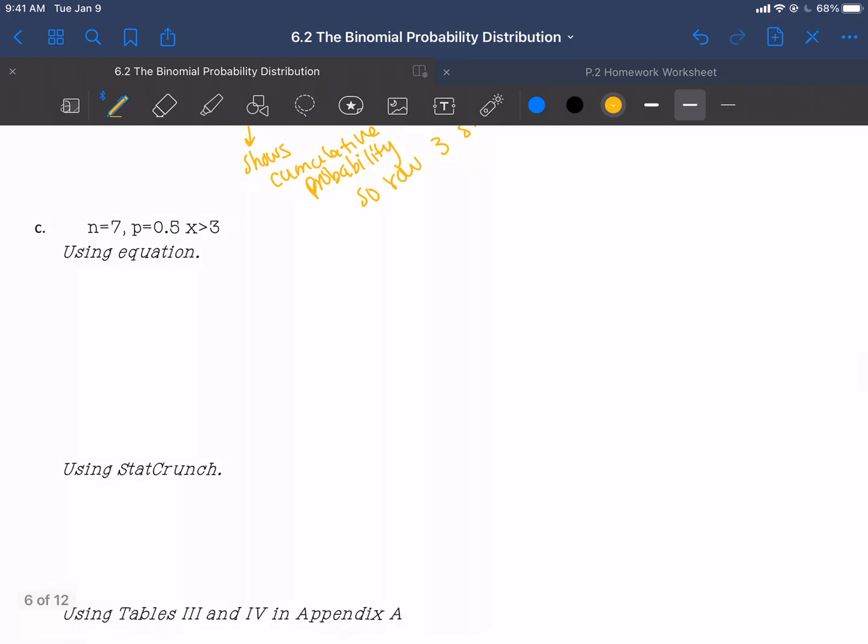All right, part C. Now we have n is equal to 7. Probability of success is 0.5, and we're looking for the probability of x being greater than 3. Well, we're only doing 7 trials, so we're only going to go up to 7. So really we're taking the probability that x is 4, plus the probability that x is 5, plus the probability that x is 6, plus the probability that x is 7.